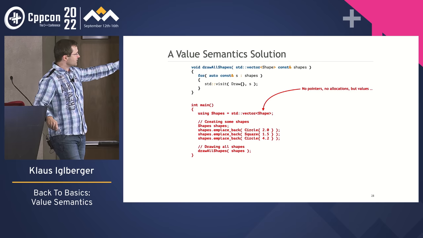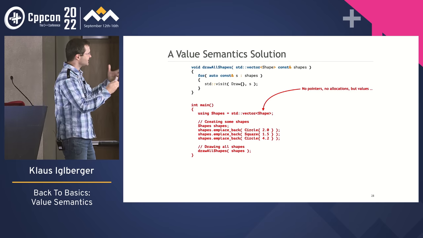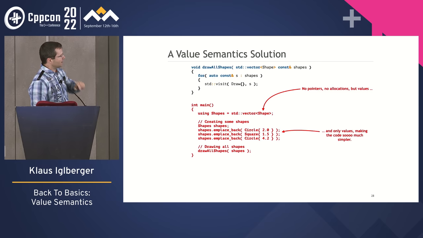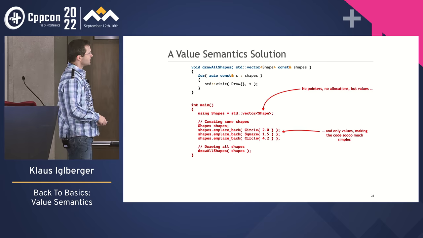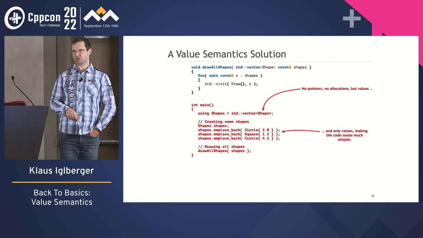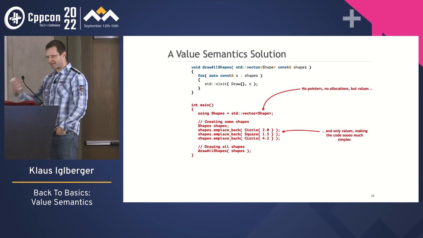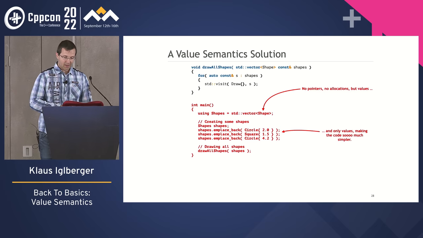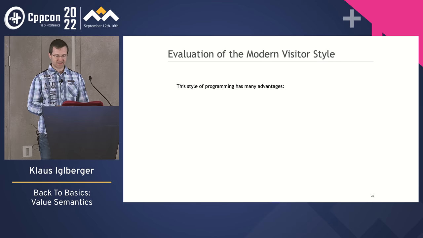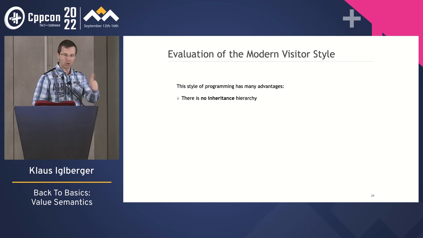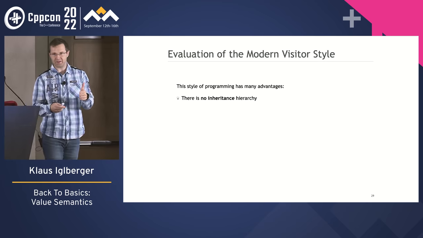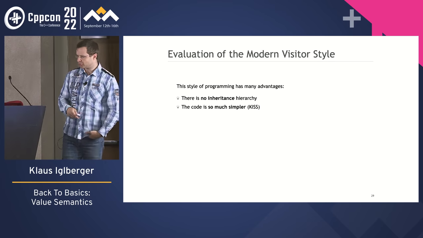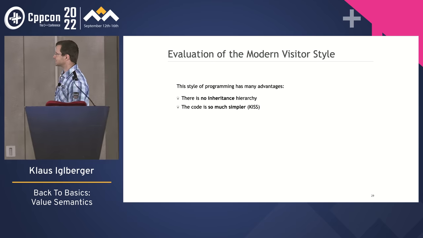All right, so no pointers, it's values. There's no allocations either. Of course, the vector inside does some allocation, but we don't do a make_unique. Here we have only values, which makes the code so much simpler, so much more intuitive, so much nicer to read, so much easier to write. So, the style has indeed many, many advantages. There are no inheritance hierarchies. We don't need them in this context. The code therefore becomes so much simpler, which actually is, I would argue, an example for the KISS, the keep it simple principle.